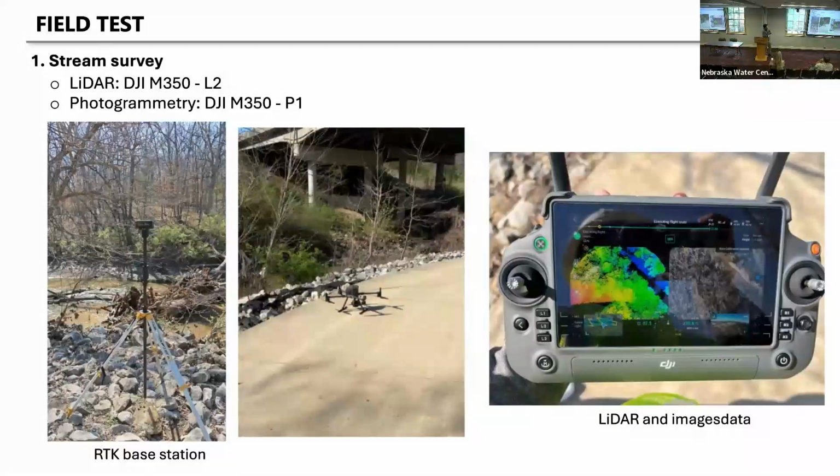For the stream survey, we used the DJI M350, shown in the center picture. We used the L2 sensor to measure the LiDAR data, and we also used the RTK base station. We also used the P1 camera sensor to measure the photogrammetry. You can see the LiDAR data and image data in the controller in the picture.